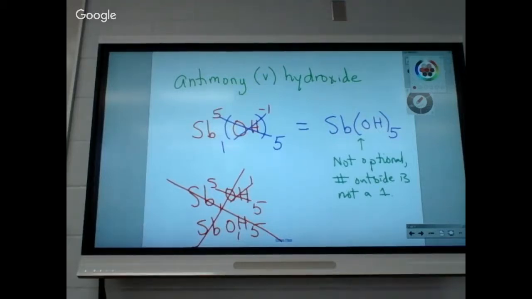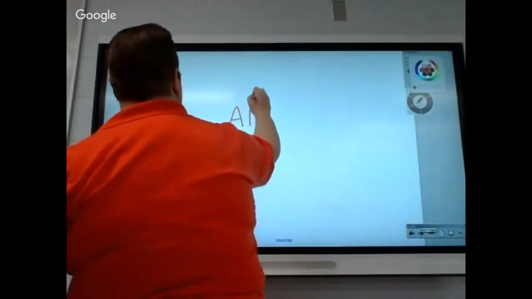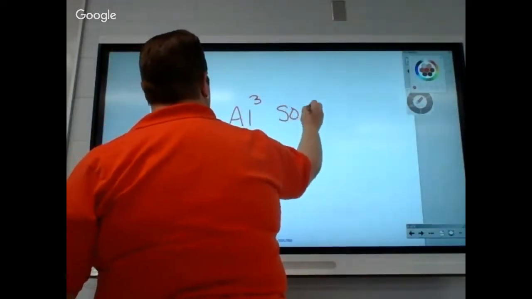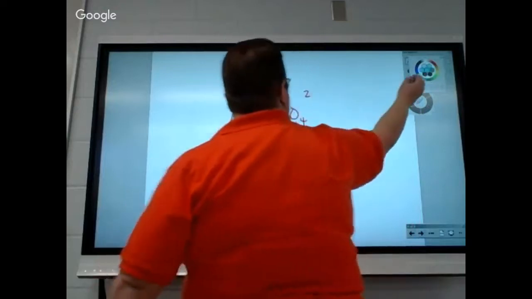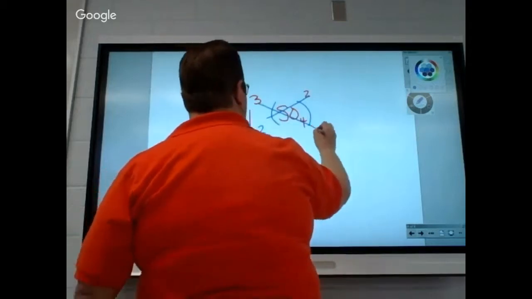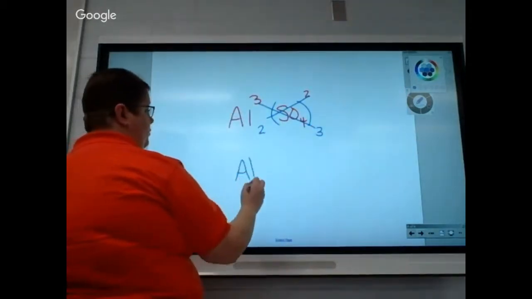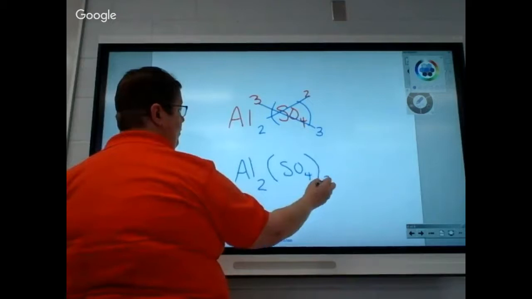Number 8 is Al2, parentheses, SO4, close the parentheses, 3. Aluminum has an oxidation number of, sorry, 3. Al has a 3. Sulfate is SO4. It has a -2. You know the negative we don't care about. Put the parentheses here. Bring your 2 down and bring your 3 down. So you have Al with a 2, parentheses SO4 with a 3.